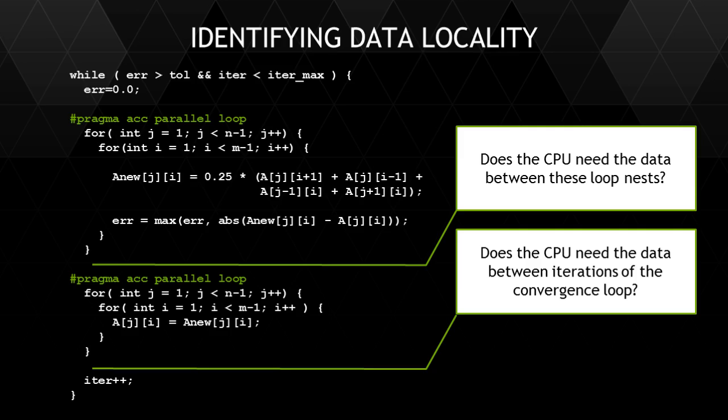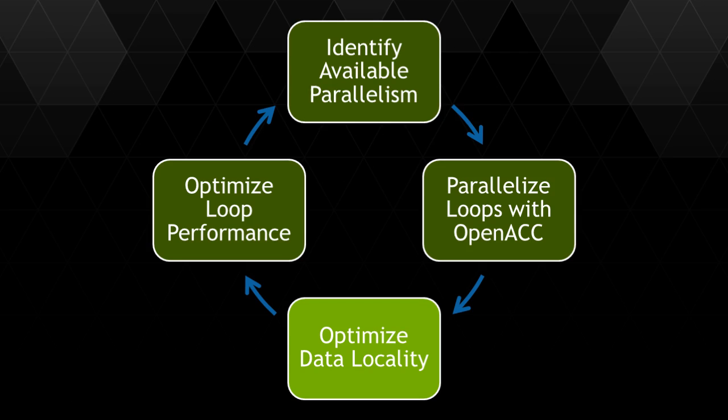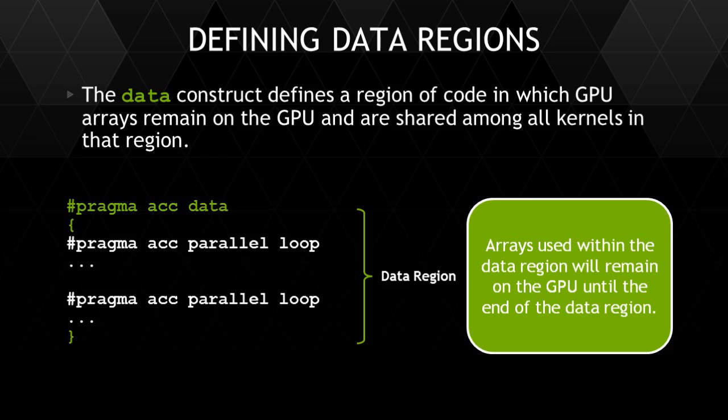For that step, we call optimizing data locality. Data locality means once something is local to the GPU, it remains on the GPU as long as it's needed until it's needed back on the CPU, or what OpenACC calls the host. So to do that, we're going to use the OpenACC data region. And the data directive defines a region of code where we want to share our data.